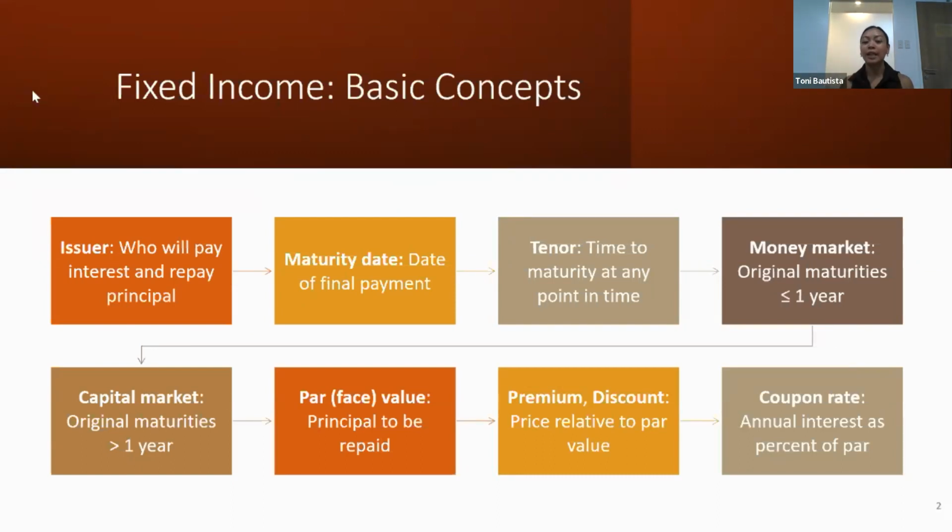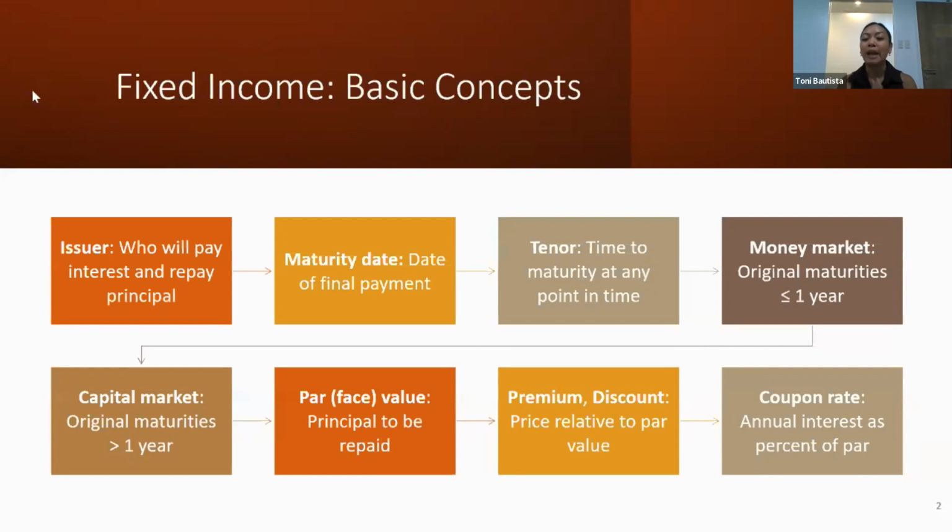So in any fixed income trade, there's always that two party. You would have the issuer and you would have the bondholder. The issuer is the party which is borrowing funds, and the bondholder is the party lending funds. So if you buy bonds, essentially what you are doing is that you are lending funds to the issuer of the security. You would have the maturity date. This is the date of the final principal payment. The tenor, this is time to maturity at any point in time.